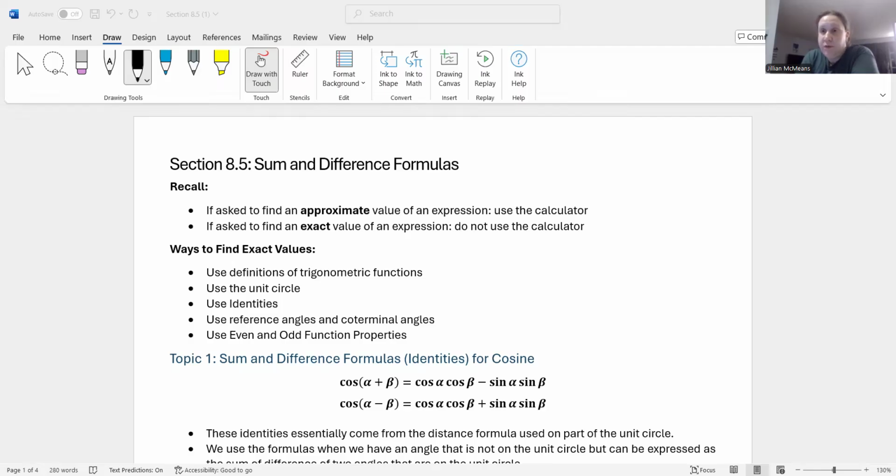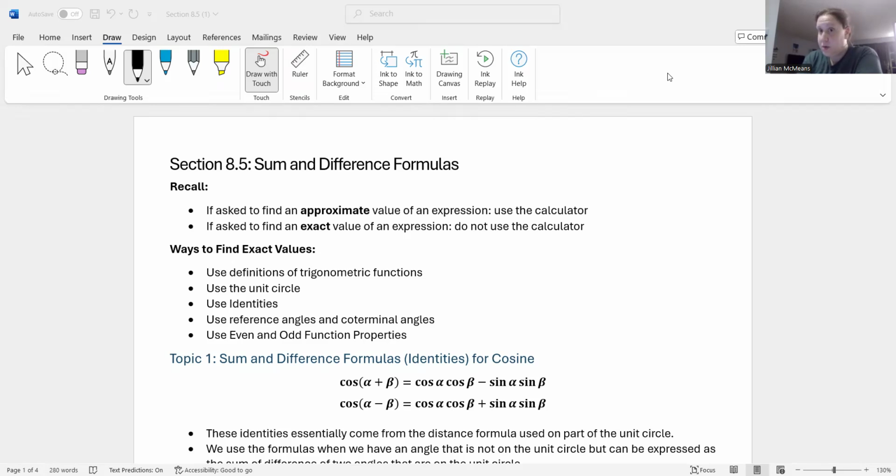For section 8.5, we're going to learn these new formulas called the sum and difference formulas, very specifically for cosine, sine, and tangent. And before we dive into that, let's think about some things that we know how to do. When we're evaluating or simplifying expressions involving trig functions, we can be asked to approximate or get an exact answer. When you're asked to approximate, that means you're using the calculator and getting some wacky decimal, and then you typically round that to some pre-decided place value.